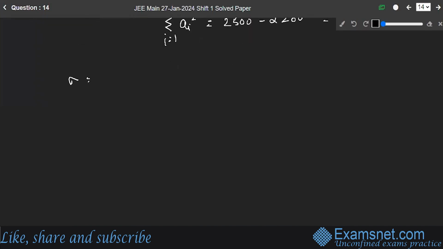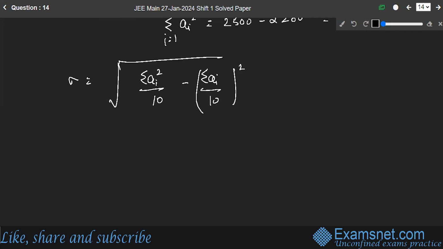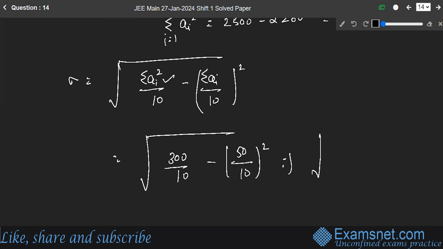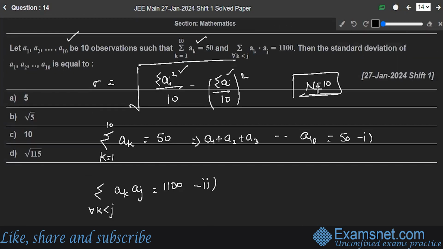Okay. Now let's get back to finding your standard deviation. So standard deviation was equal to root of summation ai square upon 10 minus (summation ai upon 10) whole square. We just calculated this was equal to 300. So 300 upon 10 minus (50 upon 10) whole square, which is equal to root of 30 minus 5 square, which is 25. So this is equal to root 5. Answer to the question, root 5. That is the option. Hope you got that. Next is question number 15.